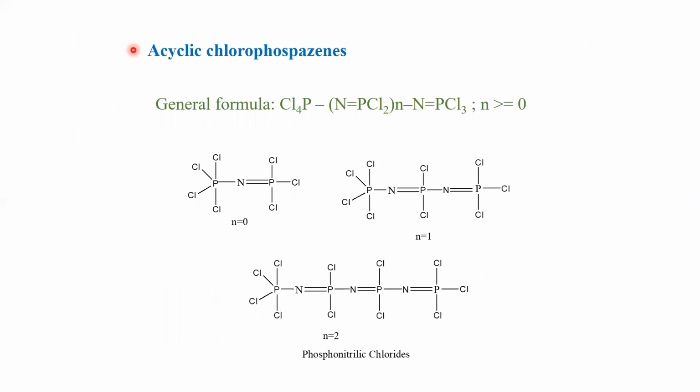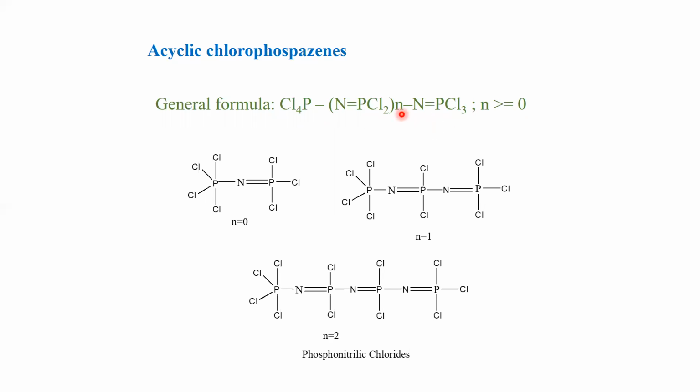Another class of compound is acyclic chlorophosphazines. Just like phosphazines or phosphorus-nitrogen compounds, its chlorine derivatives are also cyclic and acyclic. For acyclic chlorophosphazines, the general formula is Cl4P=N(PCl2=N)n-PCl3, where n is greater than or equal to 0.